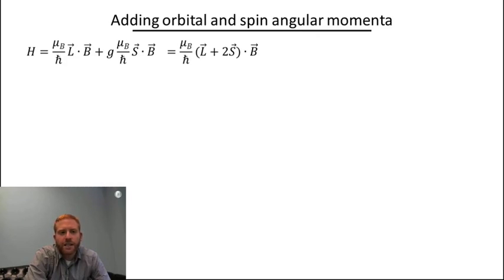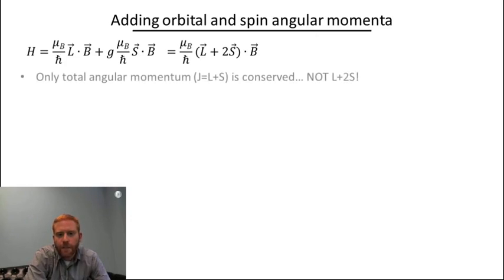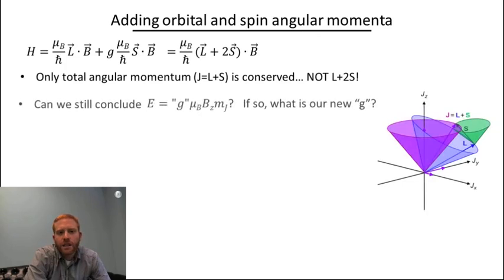go about diagonalizing this expression with vectors L and S that are in general not parallel? The key is to notice that the total angular momentum, L plus S, is conserved. We expect that the energetic splitting will be on the same form as before, but with an effective G factor. Let's see how this works out.